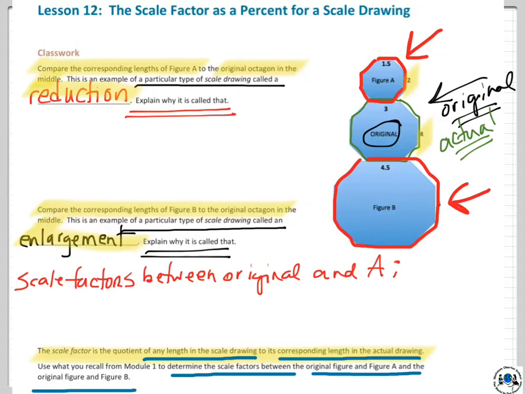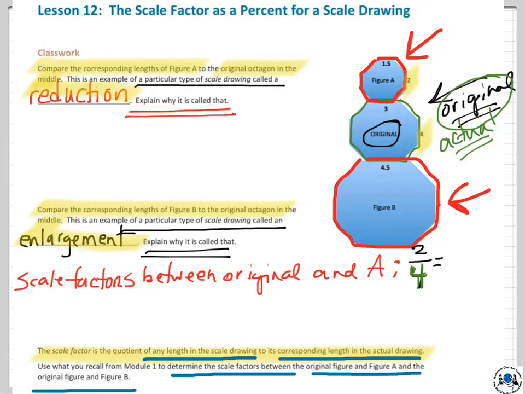So if we look at that one side length right there, we see in the original it is 4, and in figure A, which is a scale drawing, it's 2. You'll notice how those have been laid out in our fraction. What sits on the bottom is 4 because 4 represents the original, and that is always the way this will work out, because we're comparing the scale drawing to the original. Therefore that 4, the original, is always going to be on the bottom.